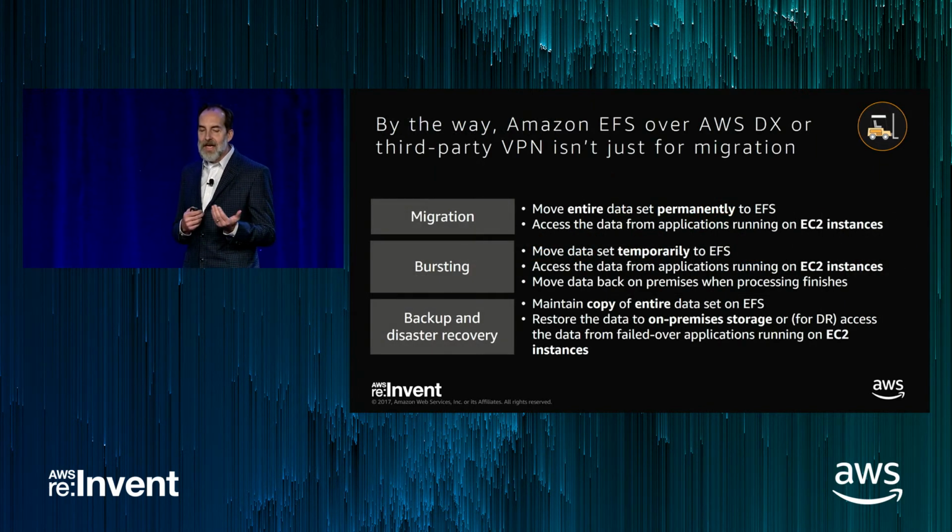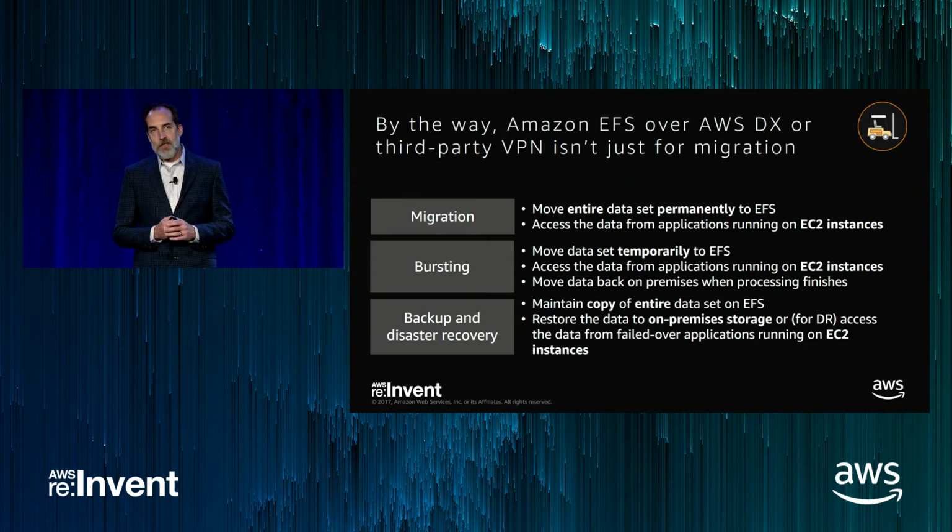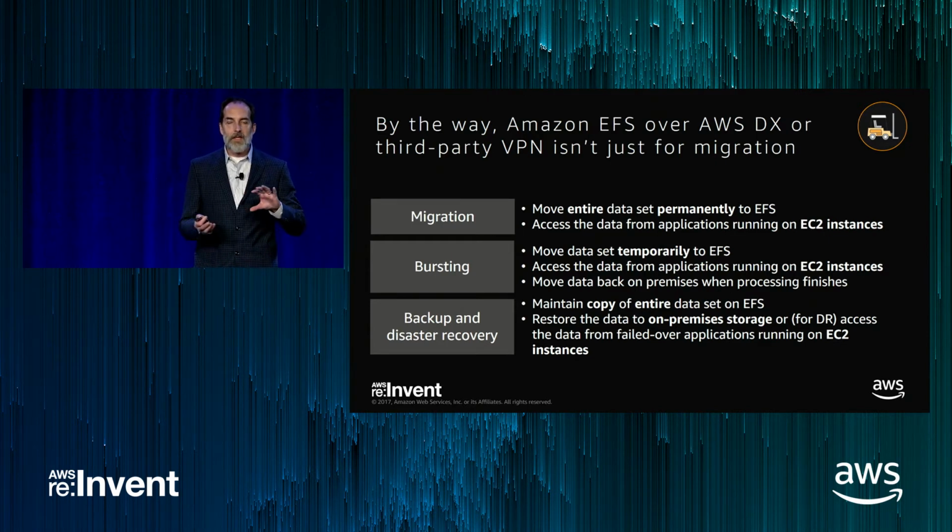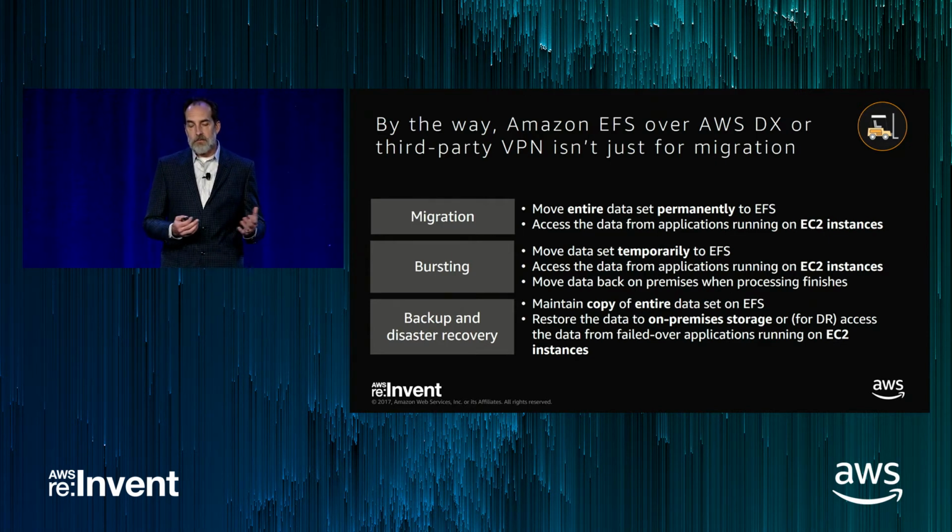So you may think that these types of connections are just for migrating data into EFS. Besides migrating an entire data set, there's also conditions that allow you to possibly burst into the cloud temporarily. Moving a data set temporarily to EFS, then accessing the data from applications running on EC2 instances. Once your application is done processing that data, you can then easily move that data from the cloud back into your on-prem data center. This is one example.